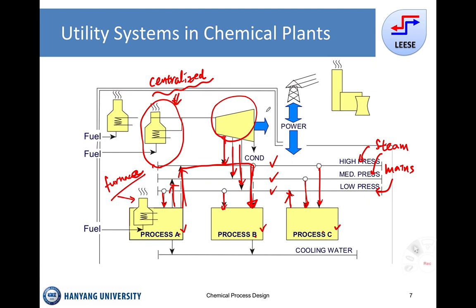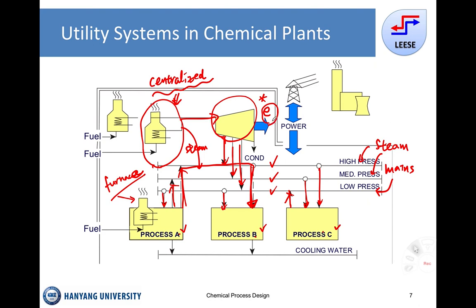Electricity is also produced. Electricity might be used for driving a pump or maybe driving a compressor, and also used in the buildings in the plant. So the electricity is needed. Rather than just providing the steam directly, it's more economic to produce the electricity, the power.